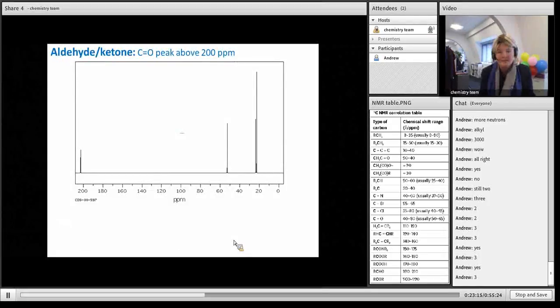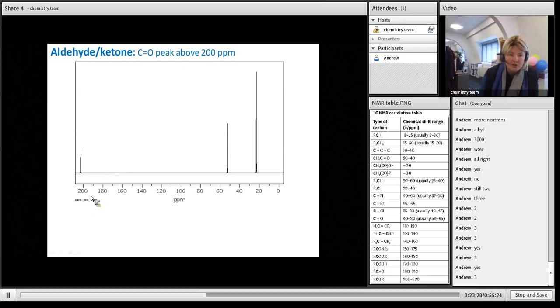Correct. Well done. Okay, so let's have a look now, and we're going to do that same sort of four areas to see what we've got. Now, I've told you this is an aldehyde or ketone, and you can see it's an aldehyde or ketone because the peak is 200 or above.